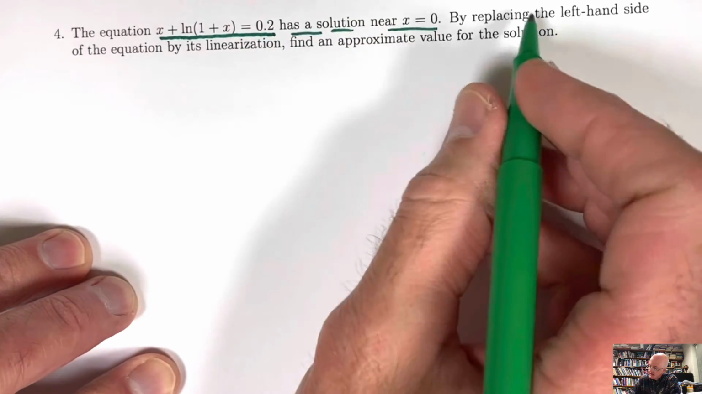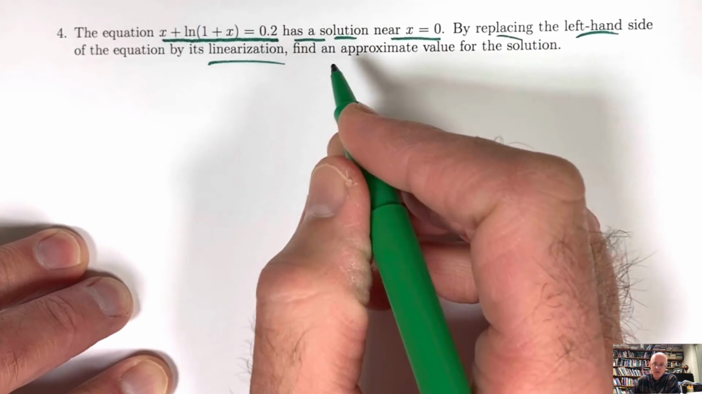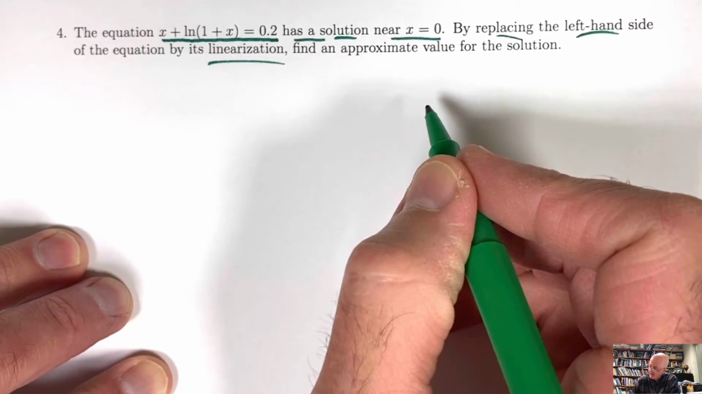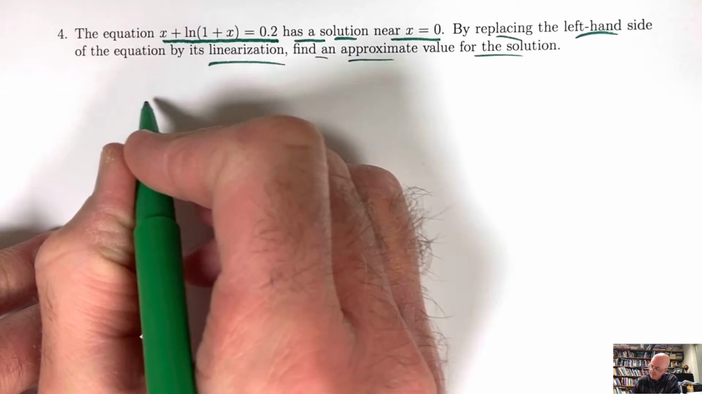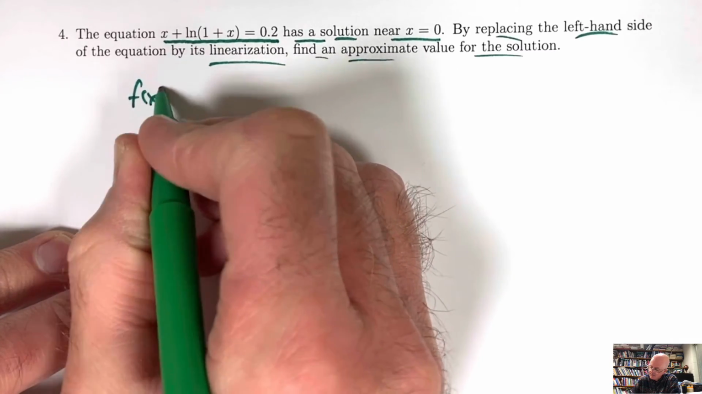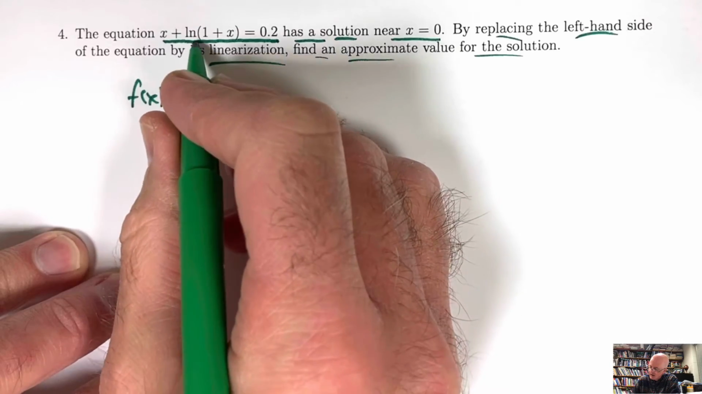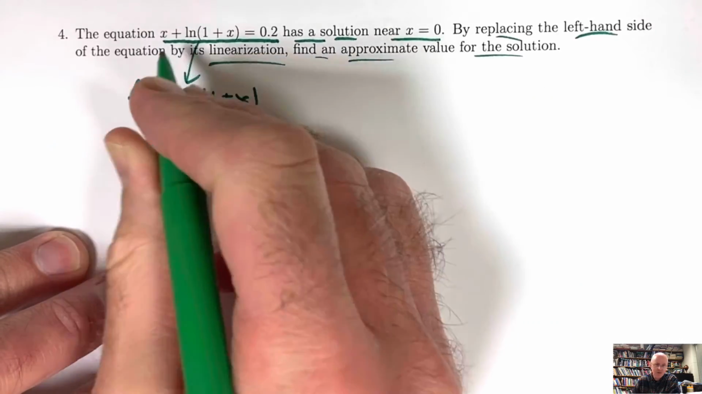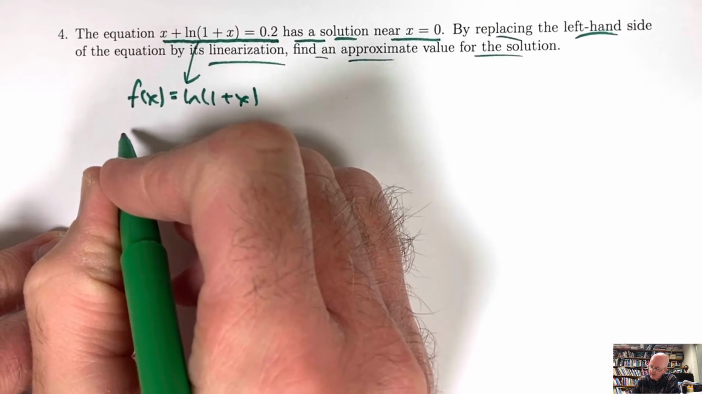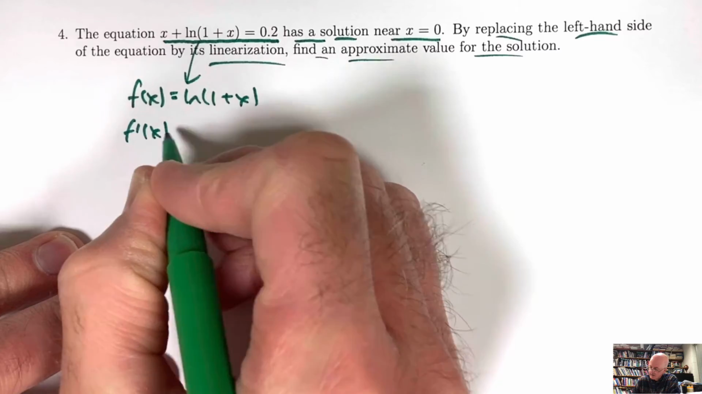0.10246 is a more precise approximation to where they intersect, but we want to use local linearization, replace the left-hand side with its linearization near 0, and find an approximate value for the solution. It's going to be close to 0.1. So here f of x, well, let me just focus on the ln part, ln of 1 plus x. I could do the entire thing as well. It's not a big deal.